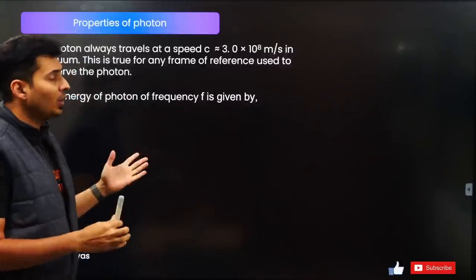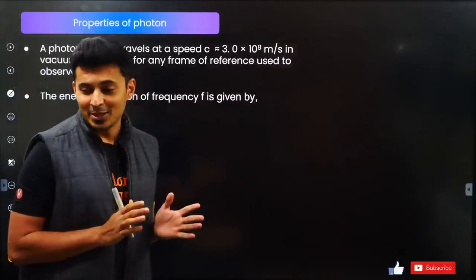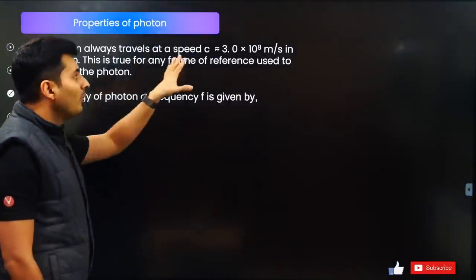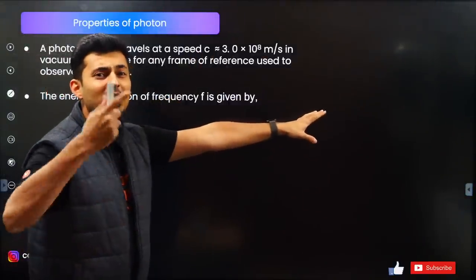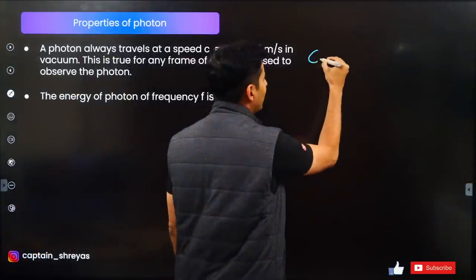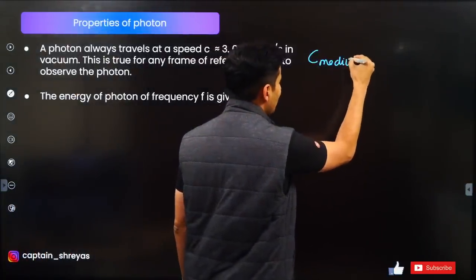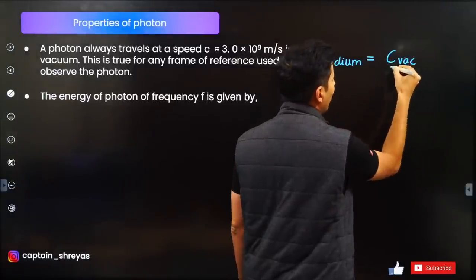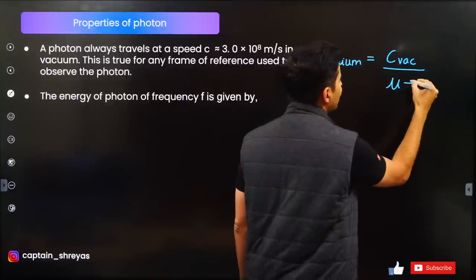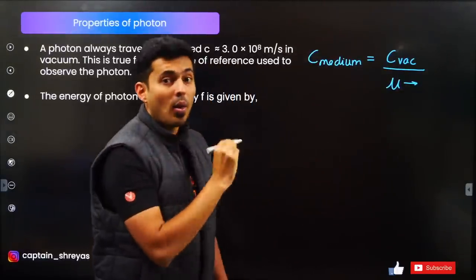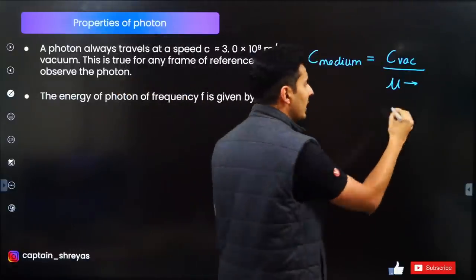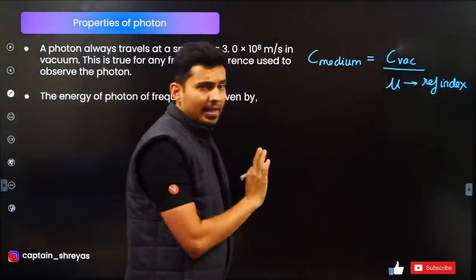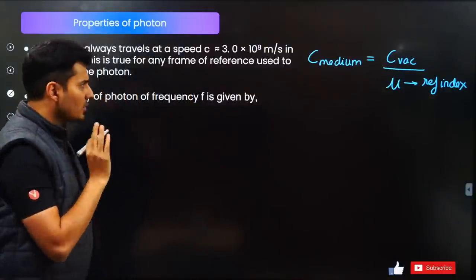Very nice. Independent of the medium? No, it depends on the medium alone. So if you change the medium, obviously the speed of light will change. It depends on the refractive index. So speed of light in any medium will be speed of light in vacuum upon mu. What is this mu called, my dear warriors? It is called the refractive index. Correct? Let's go ahead then.